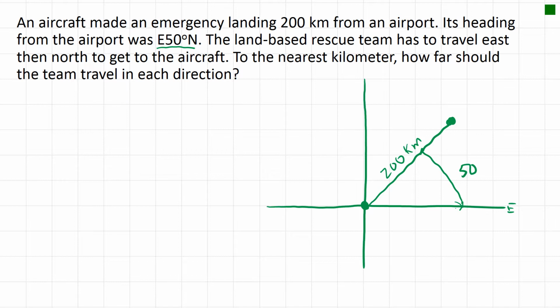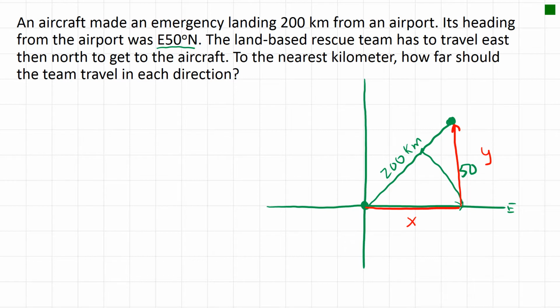A land-based rescue team has to travel east then north, so it has to go east and then north to get to this site. So it can't do it in the direct line. To the nearest kilometer, how far would the team travel in each direction? So you need to find the x distance and the y distance.